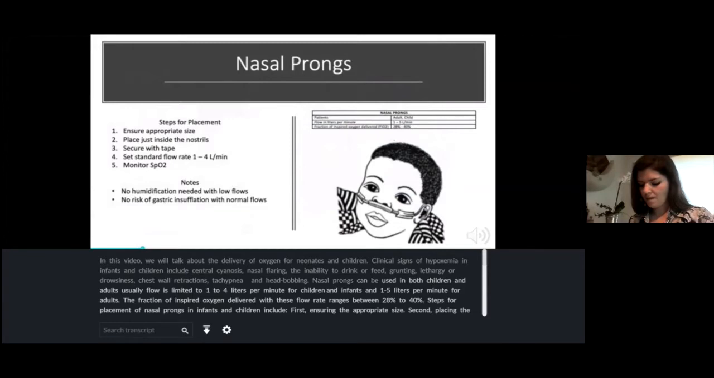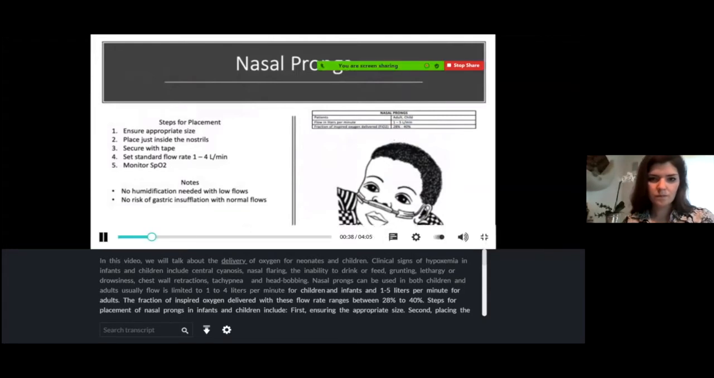Nasal prongs can be used in both children and adults. Usually flow is limited to 1 to 4 liters per minute for children and infants, and 1 to 5 liters per minute for adults. The fraction of inspired oxygen delivered, and you'll see on these screens that it offers the standard flow rates and how you would place it. If anyone wants me to stop at any point or you have any questions or comments, please let me know. With these flow rates, FiO2 ranges between 28% to 40%.